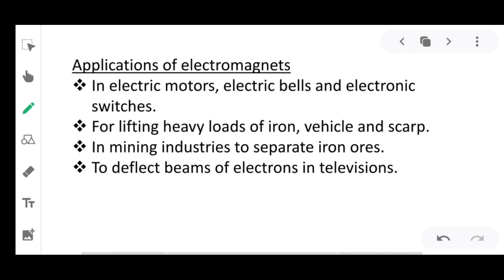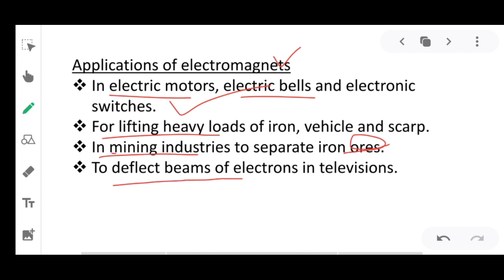Then some applications of electromagnets. We use electromagnets in electric motors, electric bells, and electronic switches. We use electromagnets for lifting heavy vehicles and loads of iron, and in the mining industry to separate iron ores. Ores means a kind of rock. Then we use electromagnets to deflect beams of electrons in televisions.